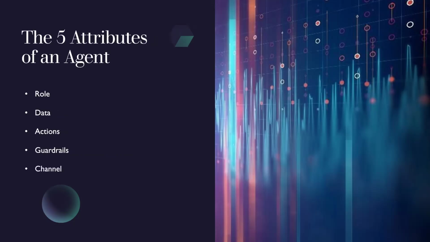Next, let's understand the five attributes of an agent. The first one is role. So you need to define what job your agent is supposed to perform. You define what data they can access, what actions they can perform on that particular data. Guardrails, meaning what things they are not supposed to do. That also you need to define very, very clearly.